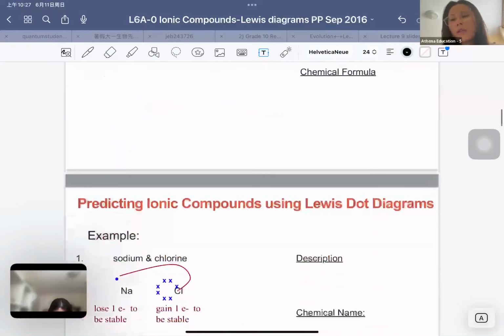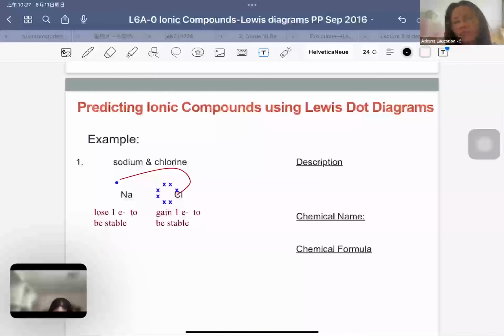And let's take a look at the chlorine. Chlorine should be in the center of all those Xs, and the Xs represent the valence shell electrons for chlorine. In this case, sodium will donate its electron to the chlorine. So chlorine gains 1 electron to be stable and becomes an anion, because electrons are negatively charged. If you lose electrons, you become positively charged. If you gain electrons, you become negatively charged. And here we notice that the electron transfer ratio between sodium and chlorine is 1:1, so the charges just balance each other off.